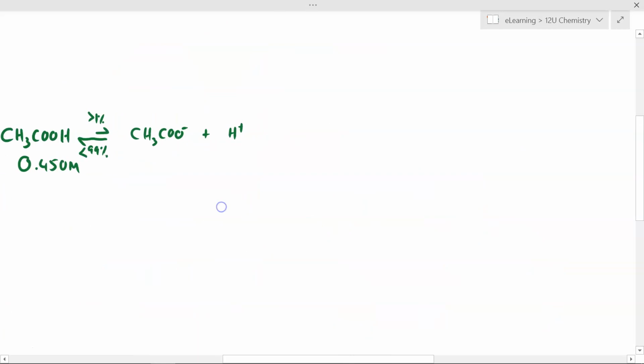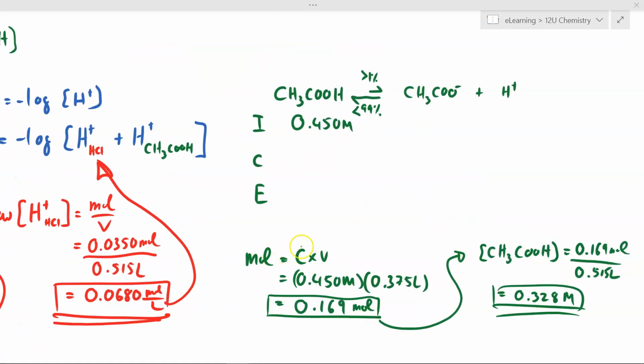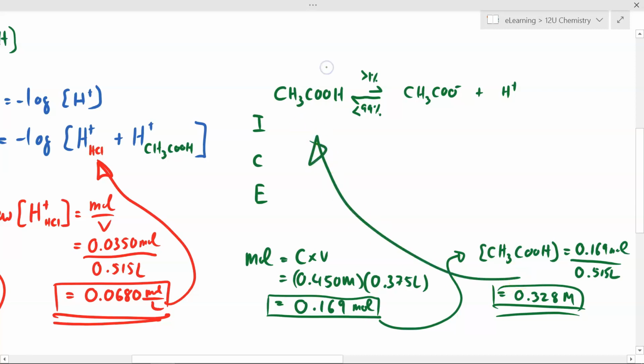Going back over here, mole is equal to concentration times volume. So the original concentration was 0.450 molar. Original volume was 0.375 liters. So the original amount of CH3COOH floating around in solution was 0.169 moles. From there, divided by the new volume, which is 0.515 liters, and we get a value of 0.328 moles per liter as our new solution concentration. And so we can delete the old concentration and punch that one in over here, 0.328.